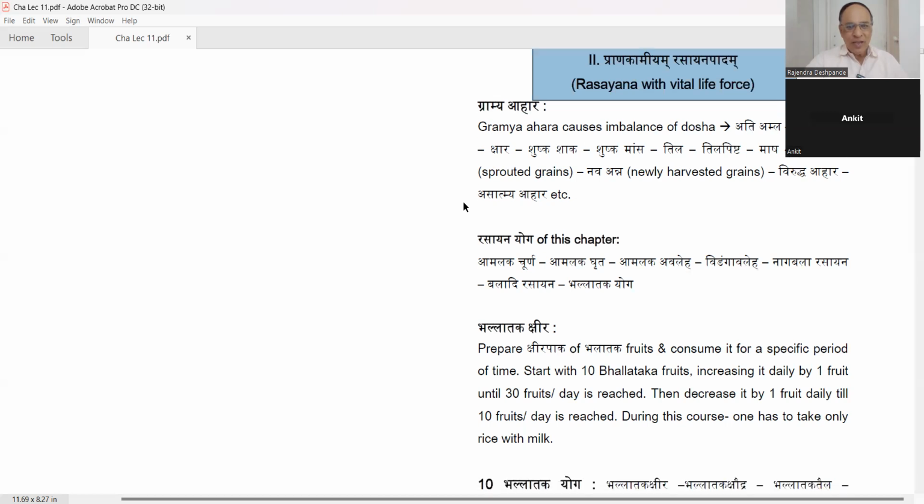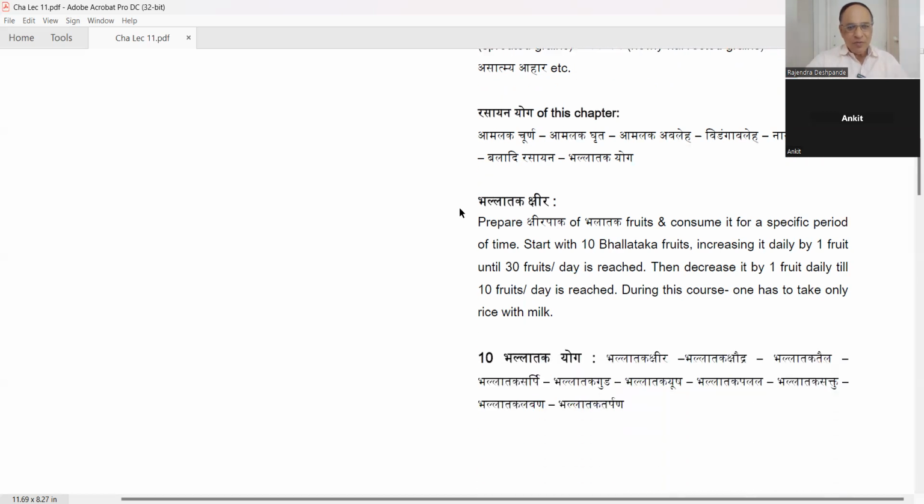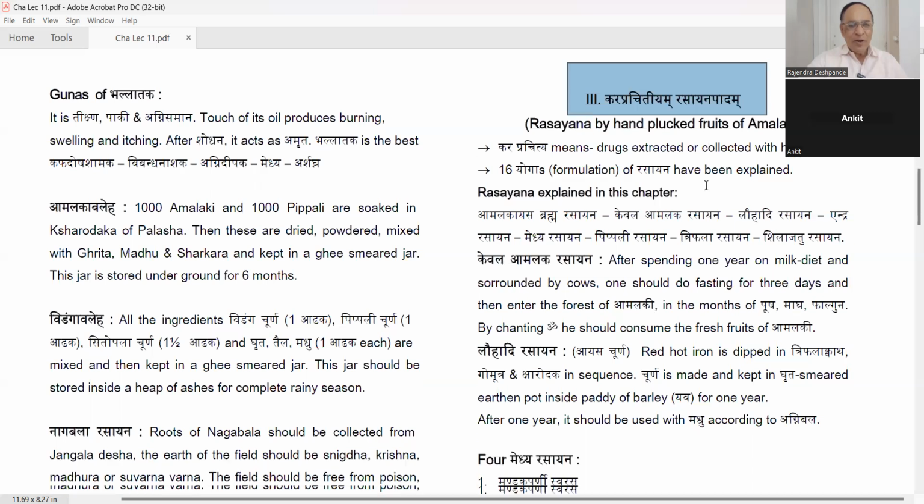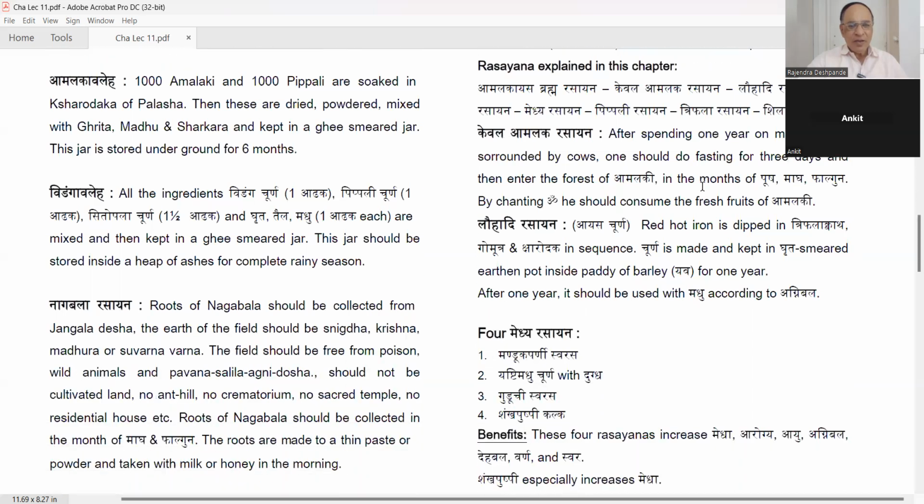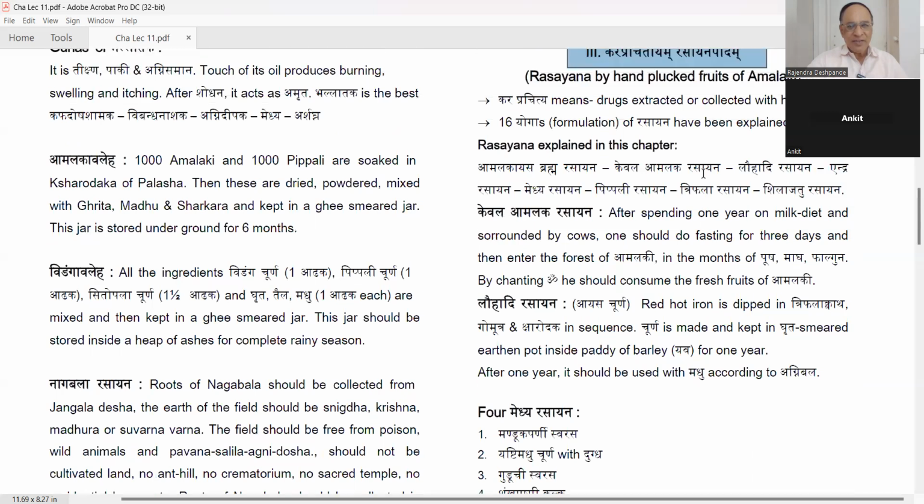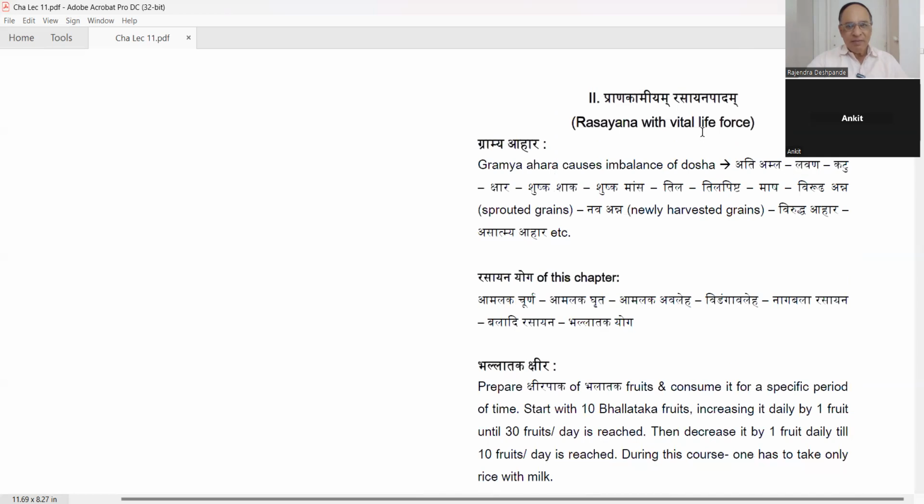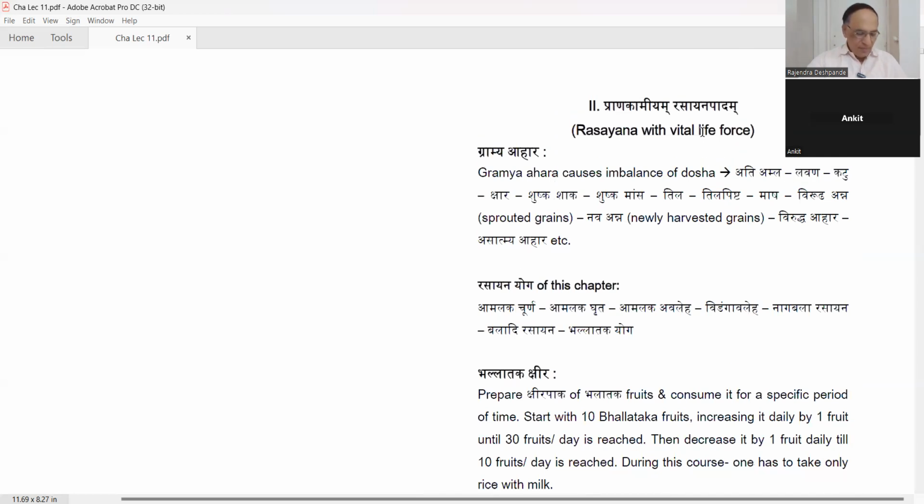Can I show you? Okay, I will try to show you. I don't know whether I can immediately. Yes, here. You can write down this word: Karaprachitiya Rasayanapad. This mainly we are going to see. And I think today only we can complete this one, because we are discussing in a little bit more detail. So let us see one by one. But I would like to narrate it in audio.